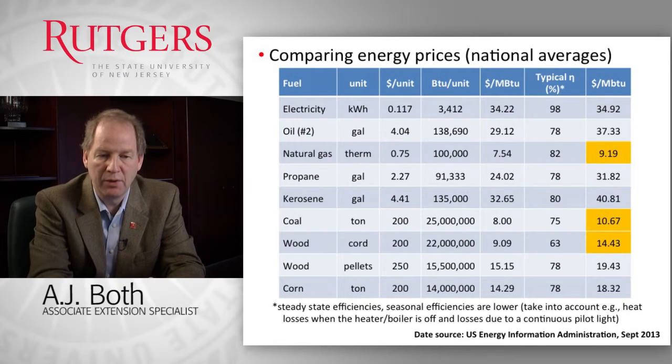So here's that table where on the left hand side you see different fuels, including electricity, that you could use for heating greenhouses. It tells you what the typical unit is that we use. It tells you the price, and remember this is based on data that was collected in September of 2013, so the current prices may be different. It also tells you what the heat release is when we use a particular unit of this fuel source.